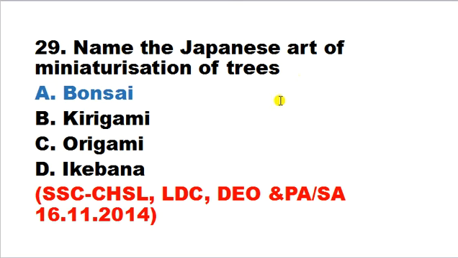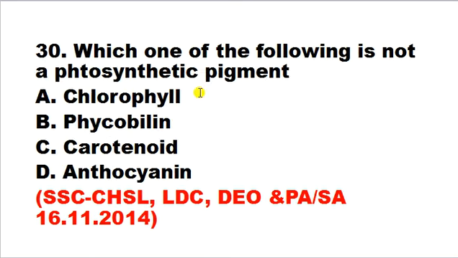Miniaturization of trees means smaller the tree. So bonsai is not a dwarf plant but equal to the full size flowering plant. So bonsai is the art of aesthetic miniaturization of the trees and plant in container. So answer A is correct. This is the Japanese art.